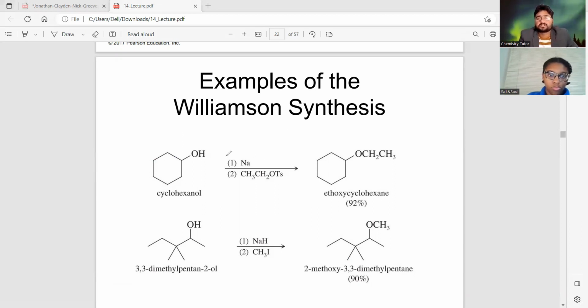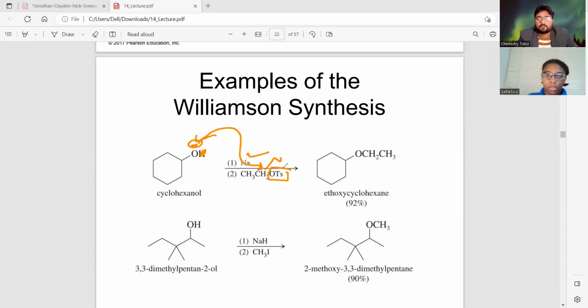So here the examples are given. This is alcohol reacting with sodium. It will give you this alkoxide. And in the next step, this alkoxide will attack on this carbon because OTs is a good leaving group. OTs is a very good leaving group. And in SN2 reaction, if you remember, we used a good leaving group.